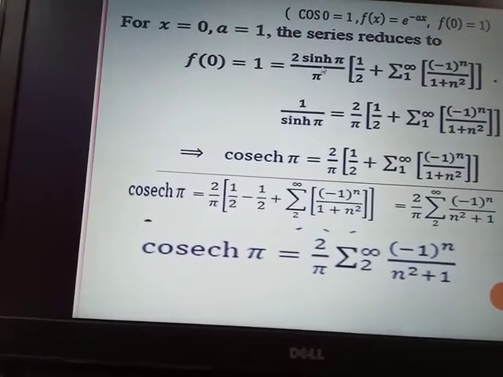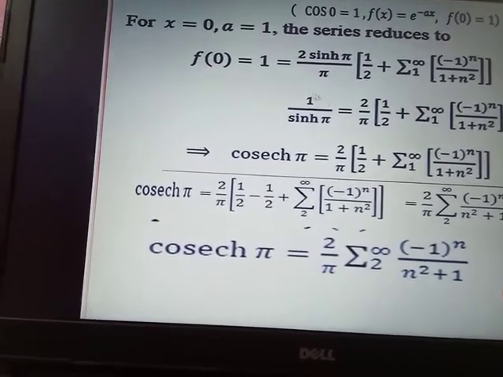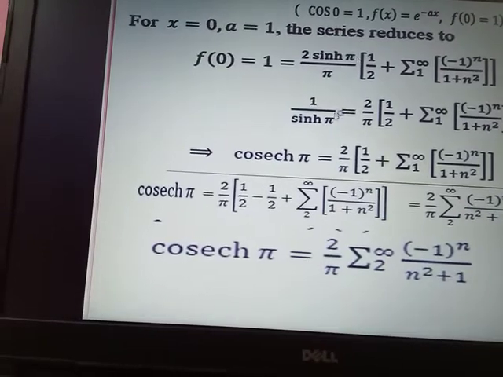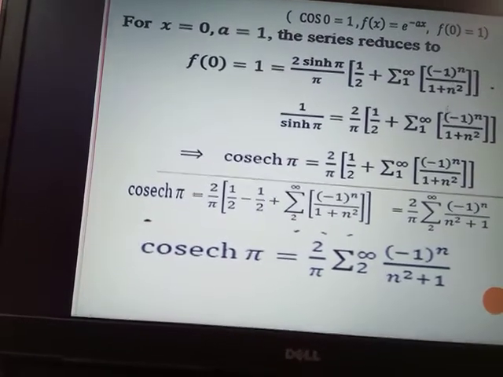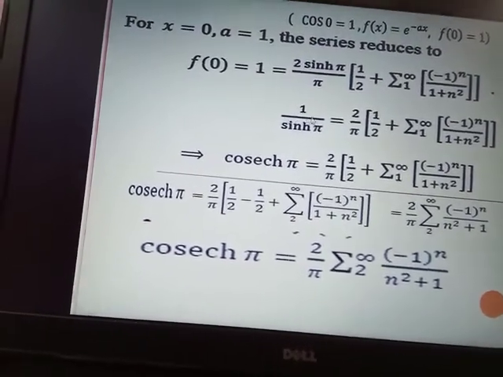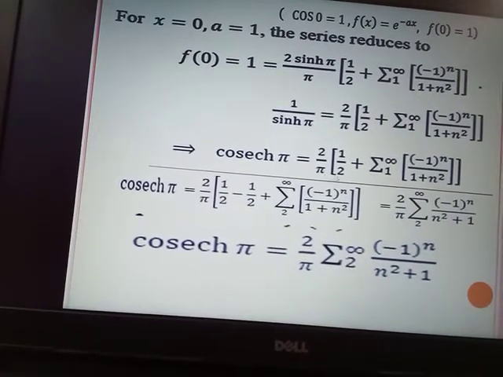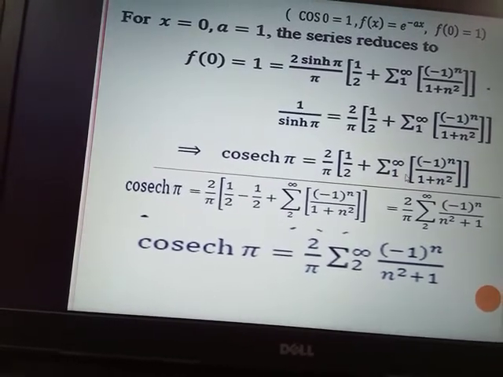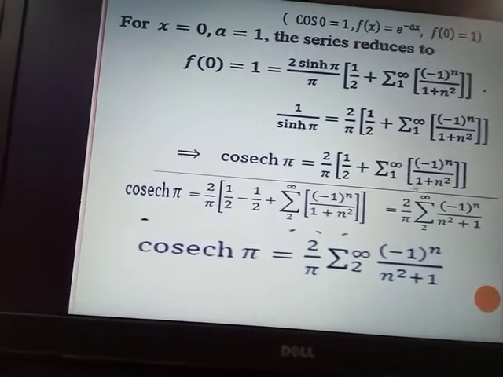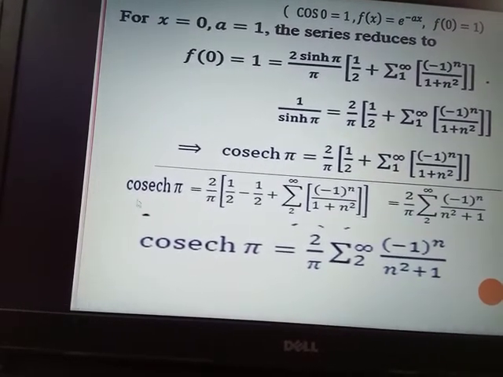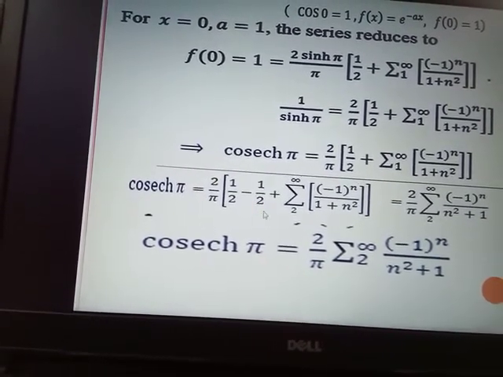Put x as 0 and a is 1, we get this step. After that, take sinh pi divided by pi to this side, we get 1 divided by sinh pi is equal to 2 by pi into this remaining term as it is. We know that 1 divided by sinh pi is cosech pi, which is equal to 2 by pi into 1 by 2 plus summation n running from 1 to infinity minus 1 raised to n divided by 1 plus n square. Then cosech pi is equal to 2 by pi into 1 by 2 minus 1 by 2.